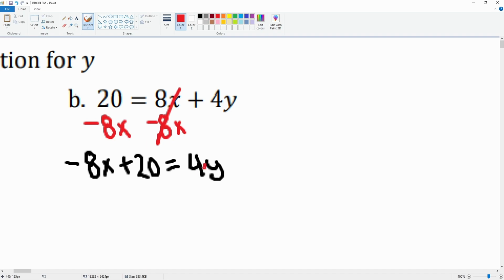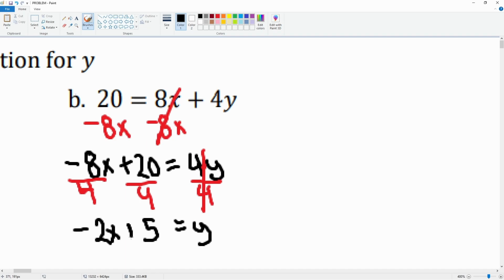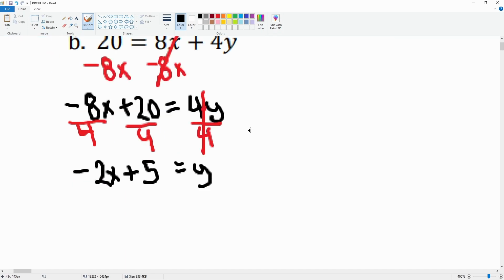This 4 is attached via multiplication, so we're going to divide by 4 on both sides. In this process of dividing by 4 on both sides, this does cancel, leaving you with just a y on my right, a 5 here, and this is a negative 2x. Okay, there you go. Or you can see this as y equals negative 2x plus 5.